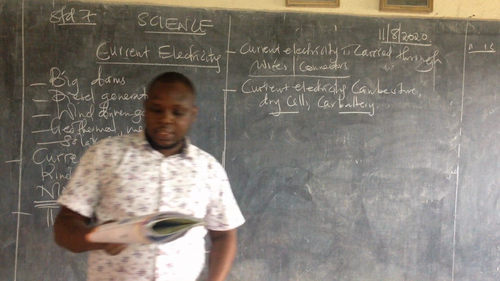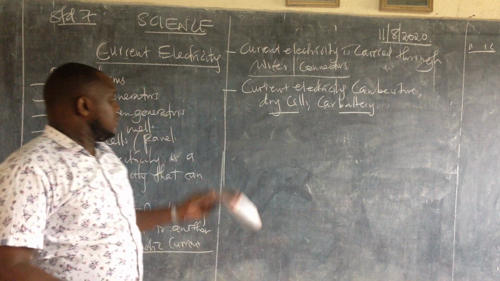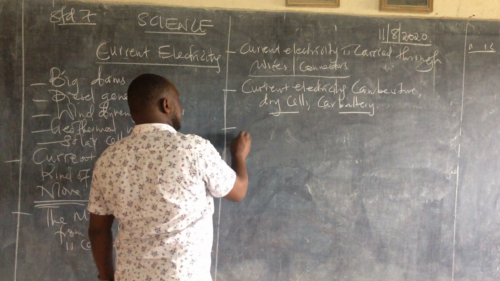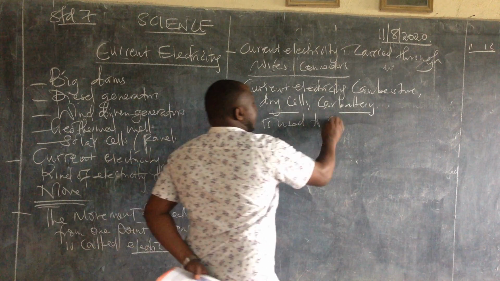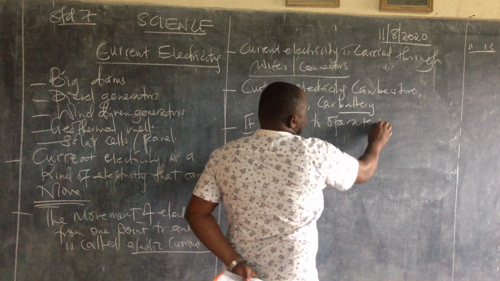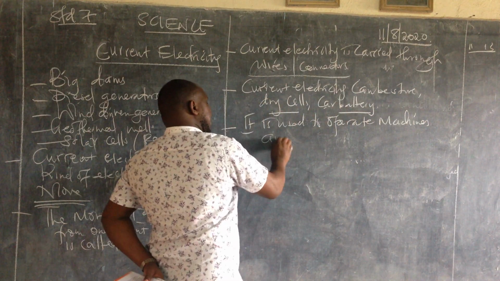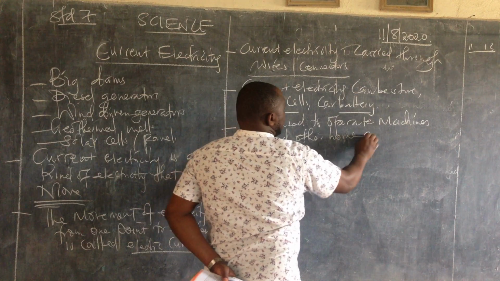That is what we call the AC, alternating current. So the current is used to operate machines and other home appliances.